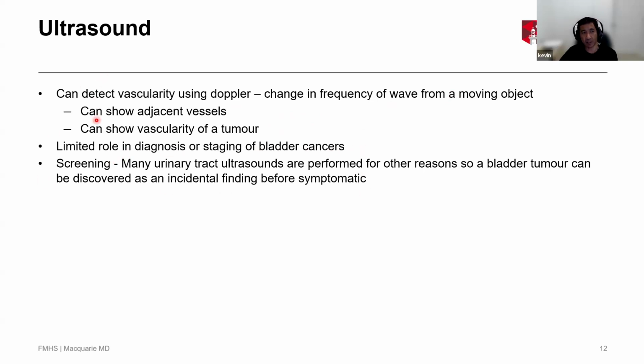But the good thing about ultrasound is GPs like to order a lot of ultrasound because there's no radiation and it is very accessible.